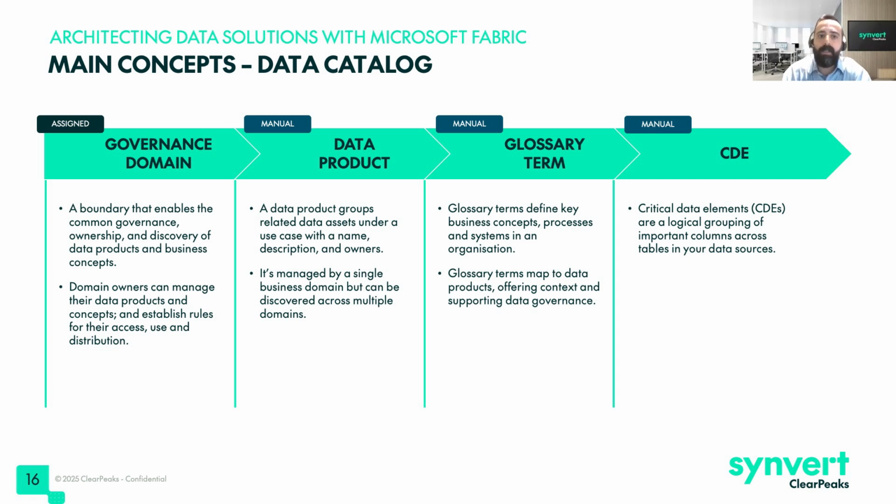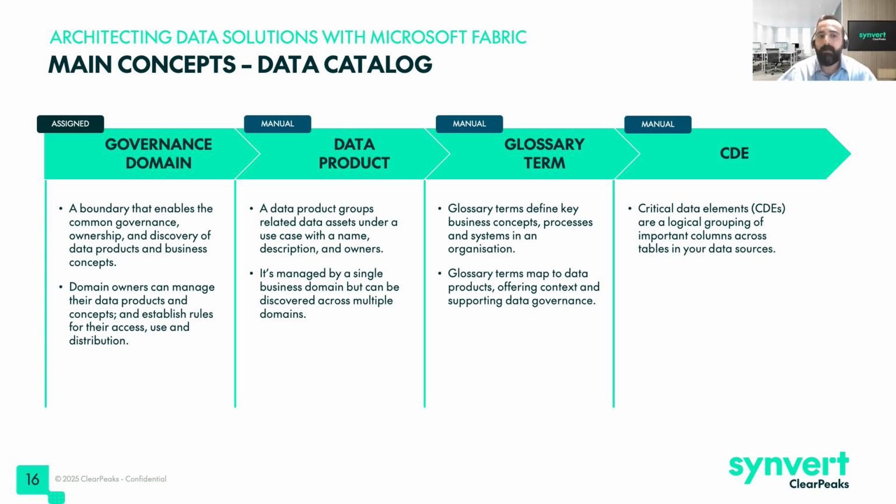Then the data products are curated collections of related data assets that group assets under a specific business use case, include names and descriptions and designated owners, and are managed within a single domain, but discoverable across multiple domains. We can create data products that use other data products' data, and this helps us to organize the data for specific business purposes or applications. At the data map level, we see that we have a more technical point of view about data. And here we are thinking about how, or for what, we are using this data.